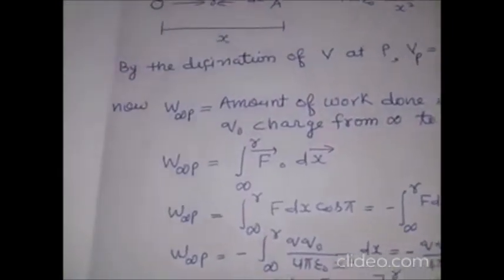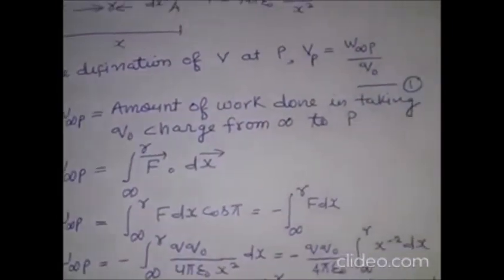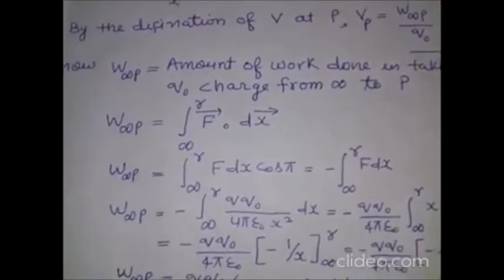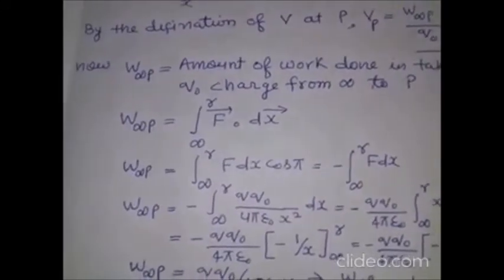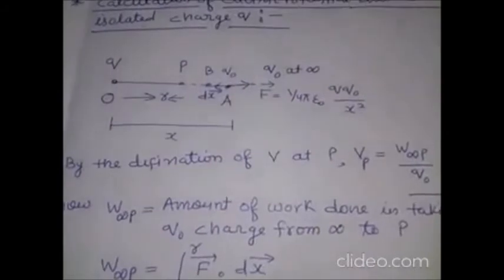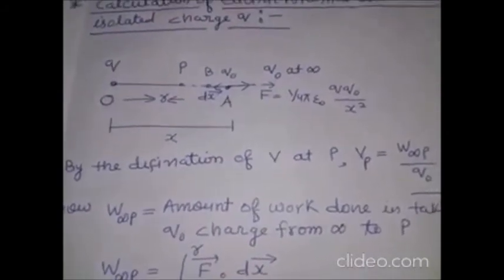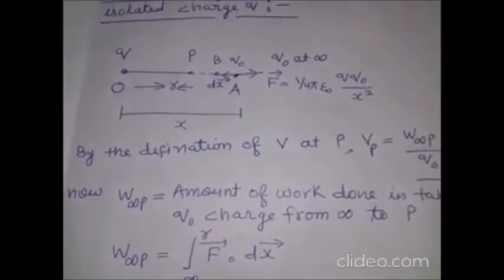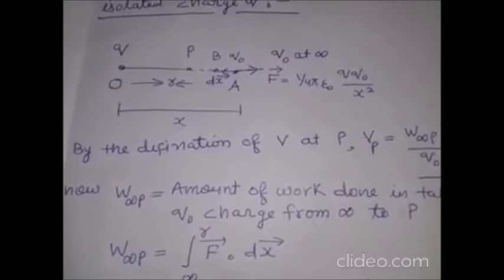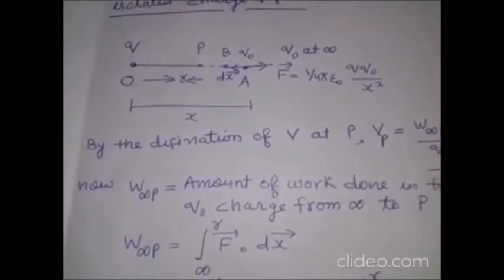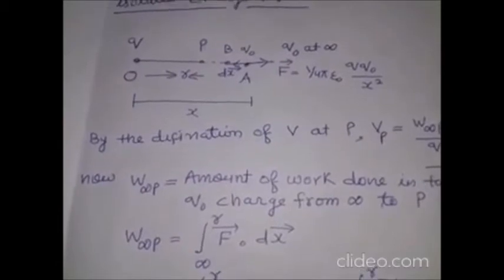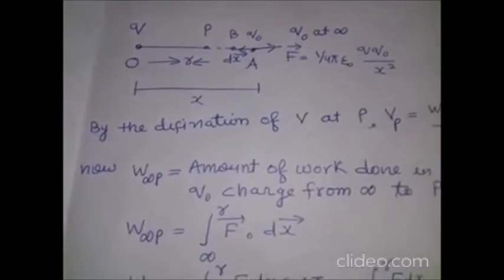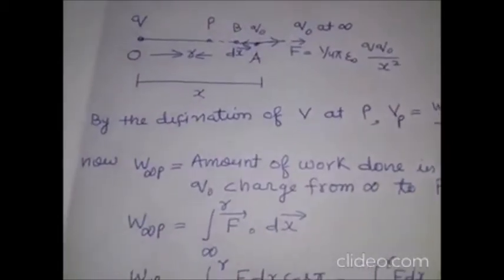Now we will calculate W infinity to P, which is the amount of work done in taking Q naught charge from infinity to P. We will calculate this work done with the help of the vector calculus method. What is the meaning of the vector calculus method? It is the method to calculate the work done from infinity to P. For this purpose, we first calculate the work done in taking Q naught from A to B, then we integrate this work from infinity to P.